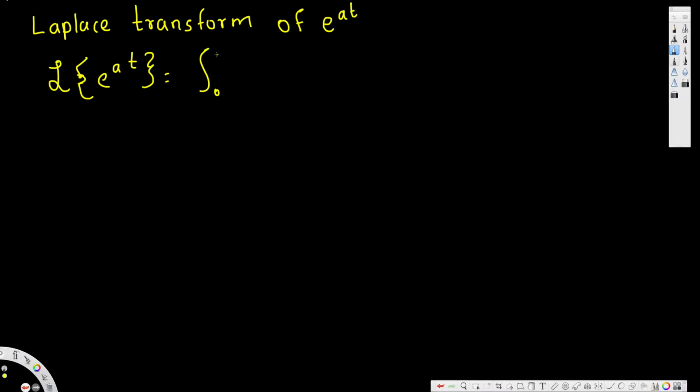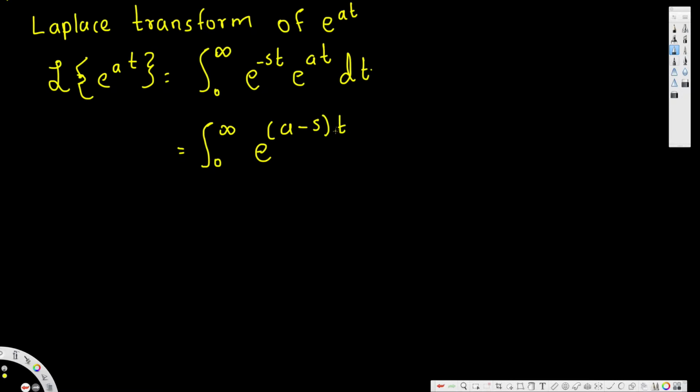This is a generic integral, 0 to infinity e power negative st, and whatever function we are trying to find the Laplace transform of is the one that multiplies it. So e power at dt. Now in this one, from 0 to infinity, e power, if we take t common, this is just a minus s, because when we multiply the powers will add. So a minus s times t dt.